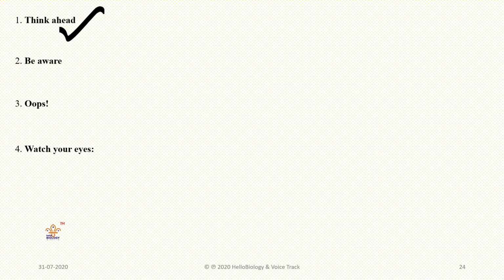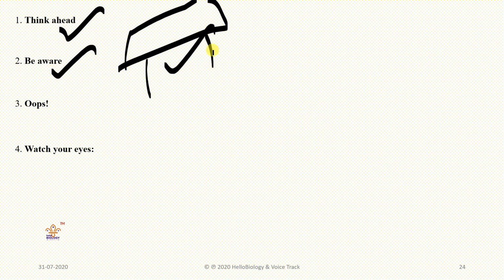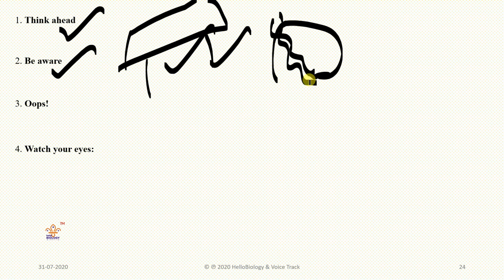After that, the next one is be aware. What is being aware here? We need to keep our area very clean. If you are working on a table, we need to keep that area very clean. And if you have very long hair, you need to pull it back and tie it in the lab, so that it won't disturb your experiment.